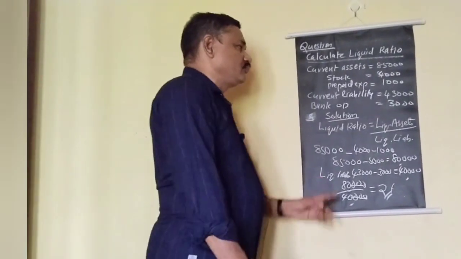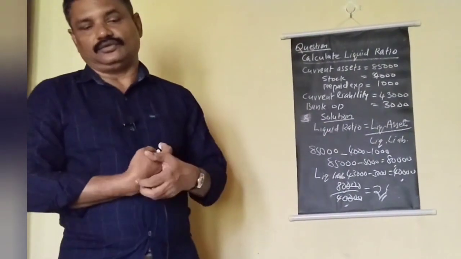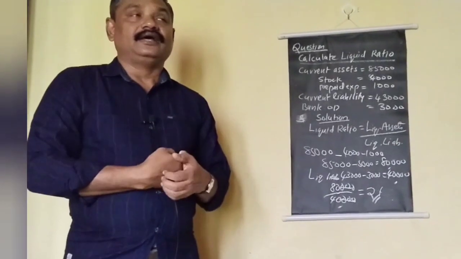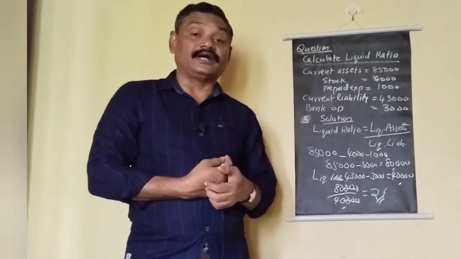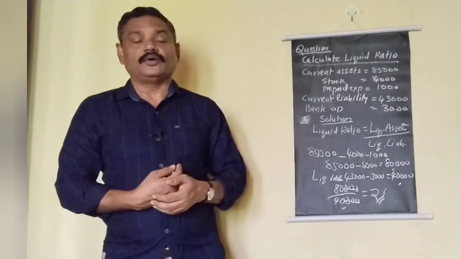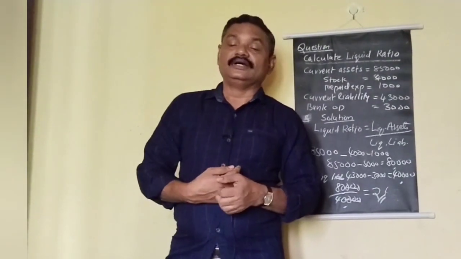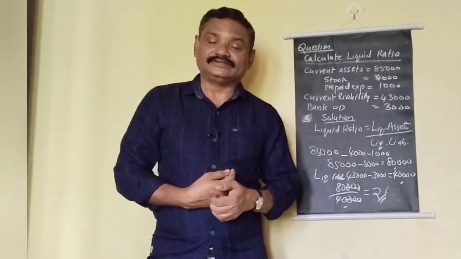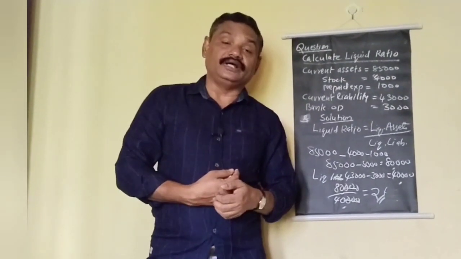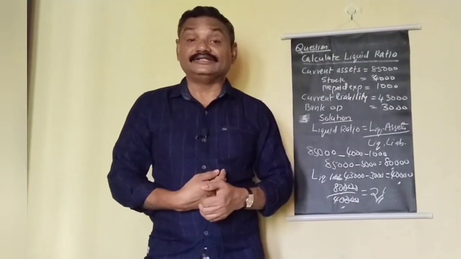Okay, so this is the calculation of liquid ratio. Next we can understand something about stock turnover ratio. Stock turnover ratio is the relationship between cost of revenue from operation or cost of goods sold divided by average stock.